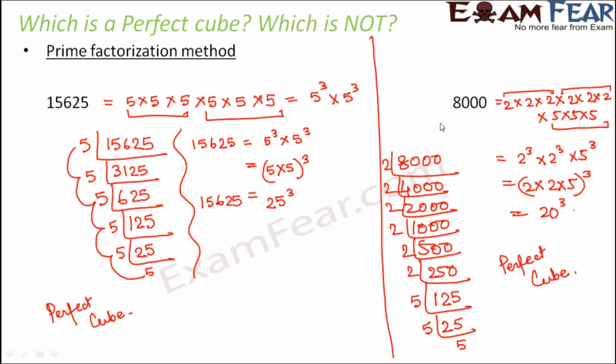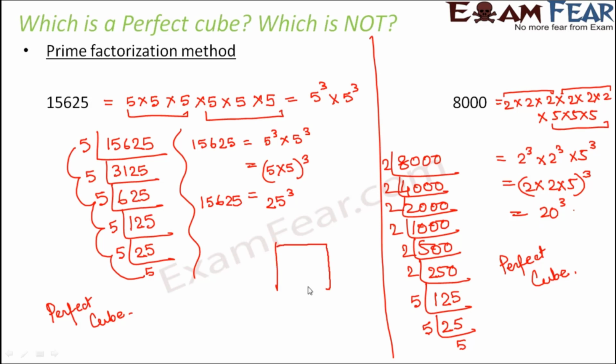Now, what do we mean when we say that 8000 is a perfect cube? That means you can actually make a cube if you are given 20 small cubes. So this shows that 8000 is a number which can actually form a perfect cube, and the length of each side of that cube is 20.